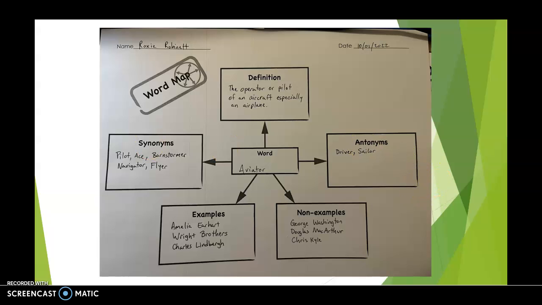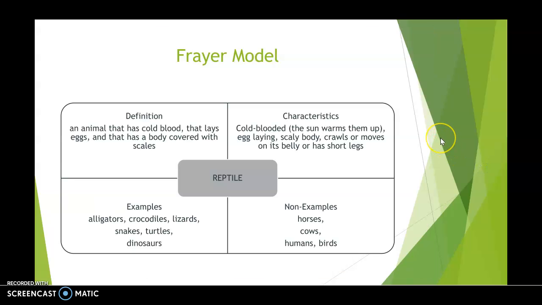Okay, let's move on to the Frayer model. So the Frayer model is another graphic way to aid our vocabulary instruction. It helps our students to understand new vocabulary and concepts and relate them to what they already know. So we went ahead with the word reptile. So the definition that I got was from Britannica.com, and it's an animal that has cold blood, that lays eggs, and that has a body covered with scales.